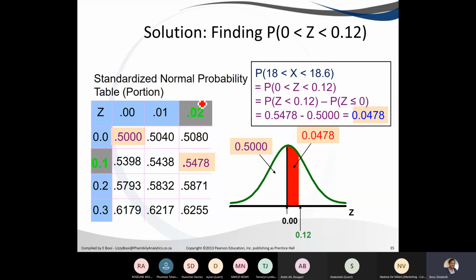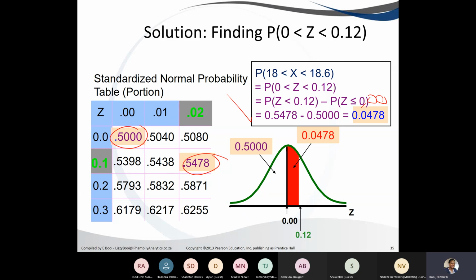After we find the z values, remember, we find this probability first, which is why I split it into the probability of z less than 0.12. Then we find the probability of z less than 0. We go to the table and find the probability of z less than 0.12, which is 0.5478. Then the probability of z less than 0, which is 0.5000. Substitute into the formula, and we find that the probability of between is just 0.0478.